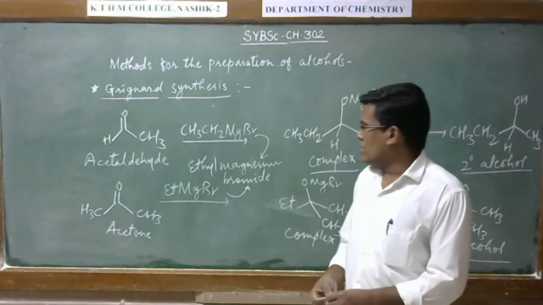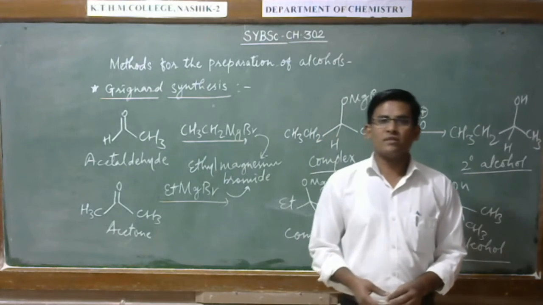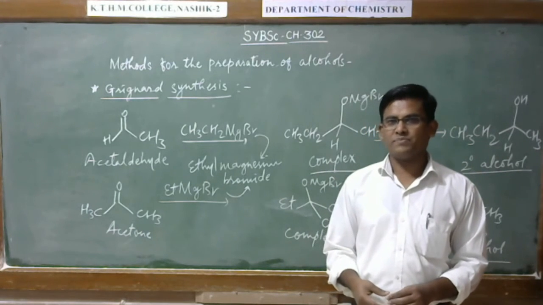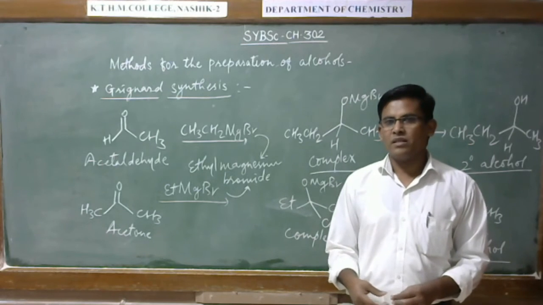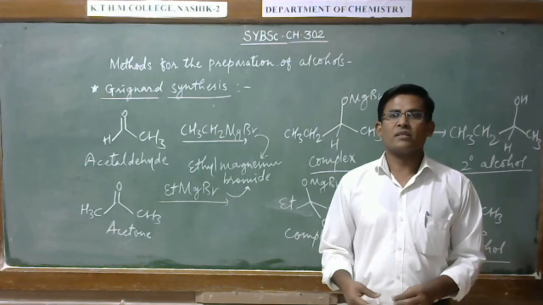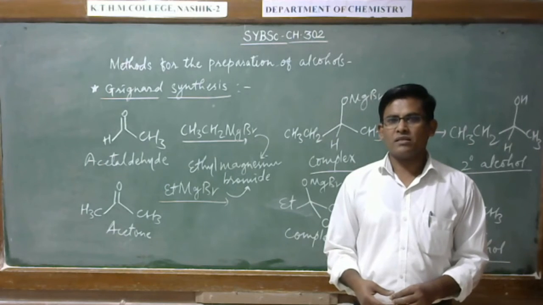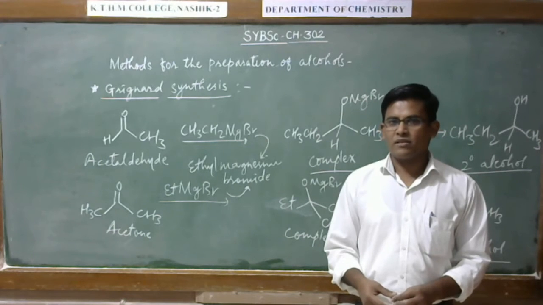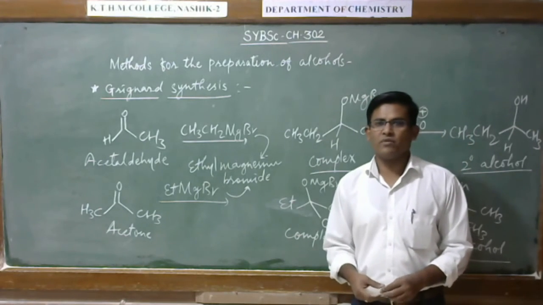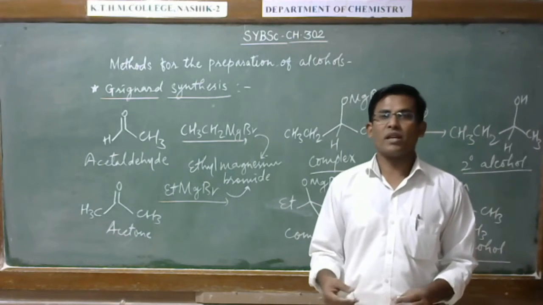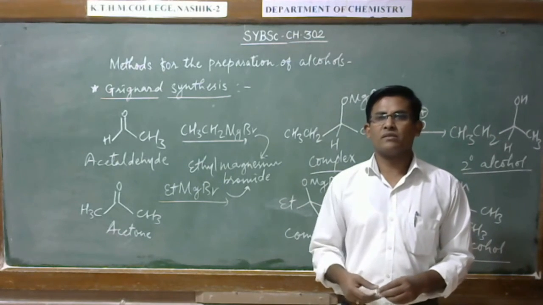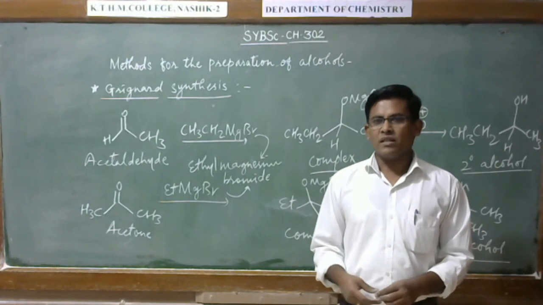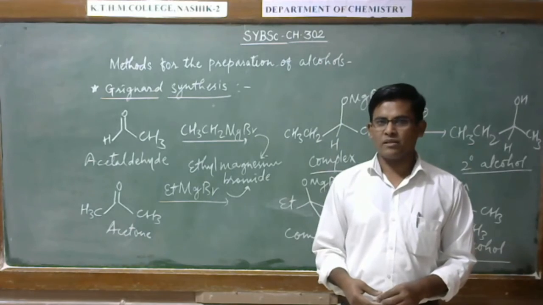On the other hand, when you have the ester, generally except this ethyl formate, the ester gives the tertiary alcohol, because the ester will react with 2 moles of Grignard reagent. In the first step, it will generate ketone, and ketone is more reactive, so it reacts with another molecule of Grignard reagent, and it will generate tertiary alcohol, except ethyl formate.